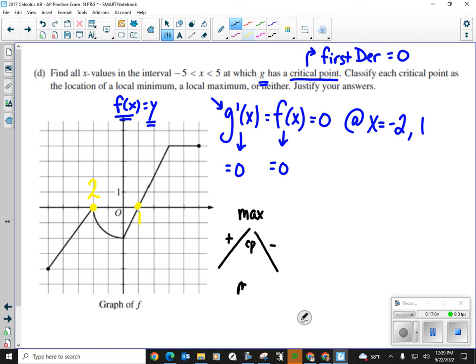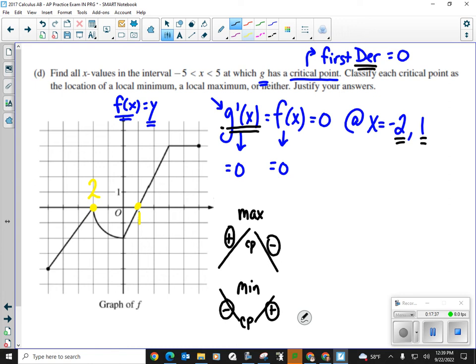Same theory with the minimum. I have the critical point in between, but I need to have a negative slope followed by a positive slope. Okay? So what I need to do around these critical points, slope is the same thing as derivative. So I need to figure out, is the derivative for g positive, and then does it go to negative? Does it switch signs from positive to negative, or from negative to positive around these critical points?